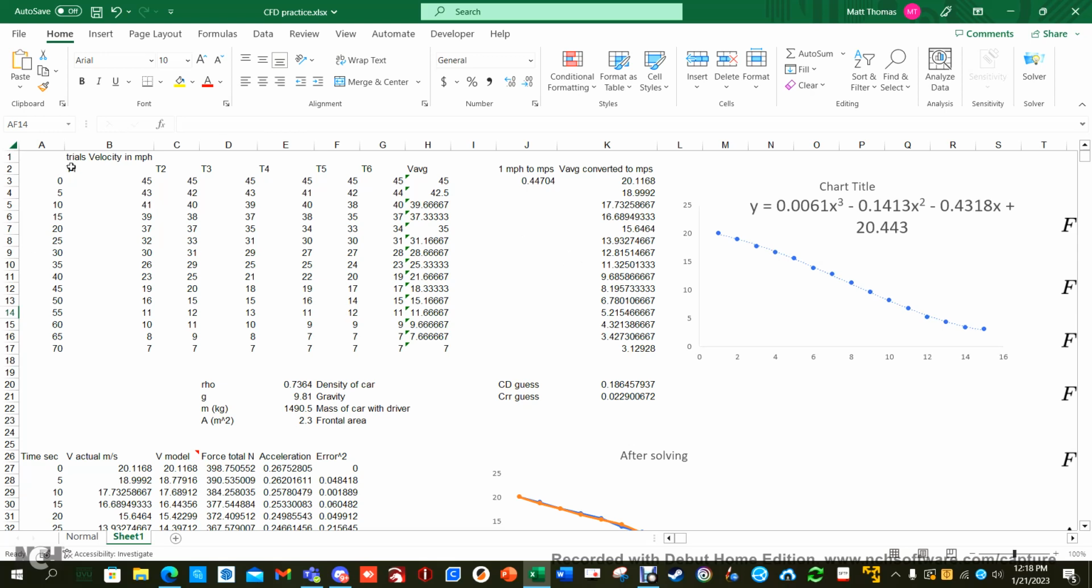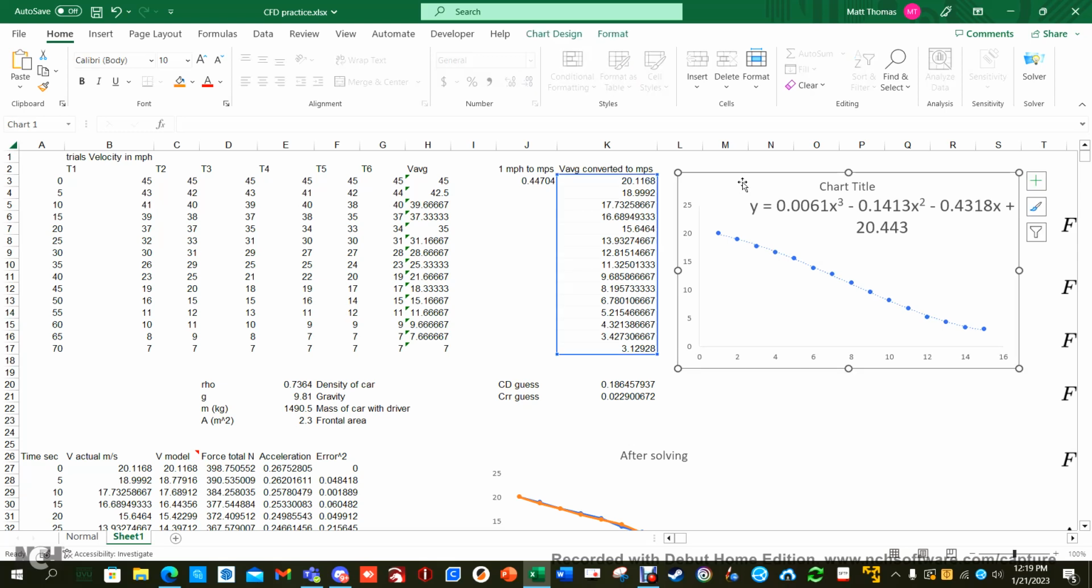Anyway, here is trial 1, 2, 3, 4, 5, and 6. We accelerated the car to 45 miles per hour, and then we let it coast in neutral for 70 seconds, and every 5 seconds I took a reading. I found the velocity average, and then I converted it to meters per second because I do not like working in the standard, the empirical measurements, with physics. I like working strictly in metric. Now, if I look at this chart, let's click it. I'm taking the actual velocity, okay?